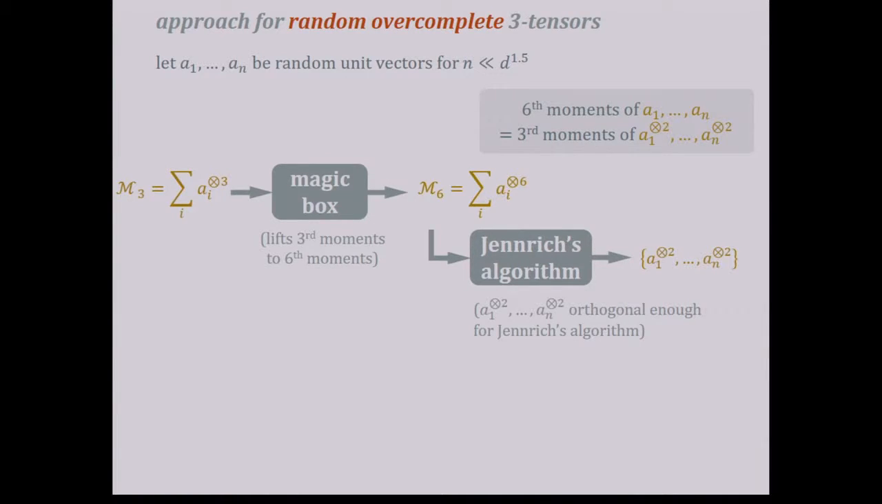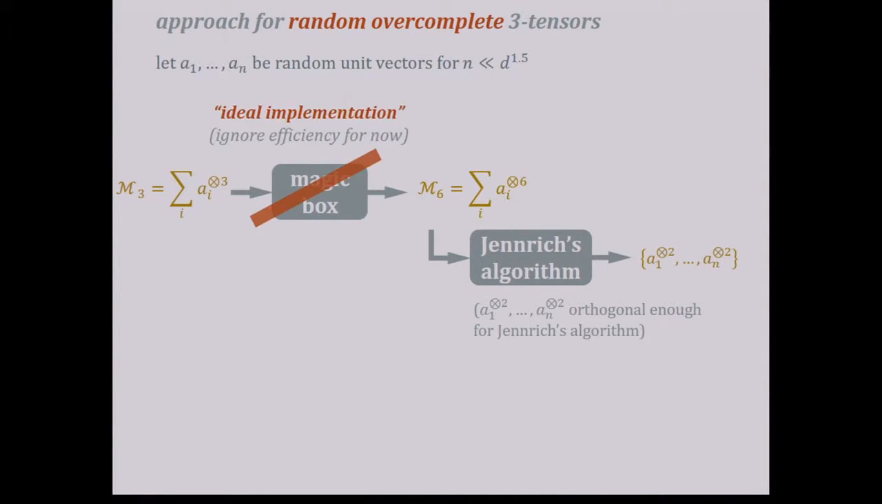Okay, what's the weakness of the plan? The weakness is that we assume this magical procedure that allowed us to lift the third moments to sixth order moments. To get some intuition about how we could go about constructing this kind of magical procedure, let's consider the following ideal implementation, which will not be efficient, but will sort of guide us to the right thing to do.